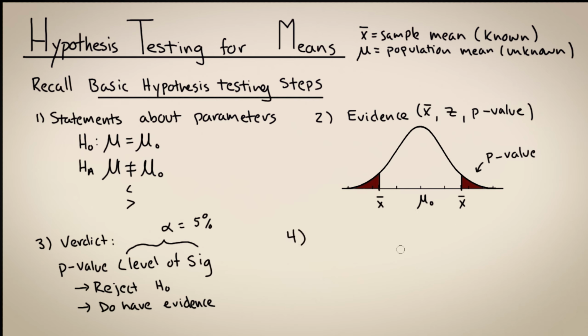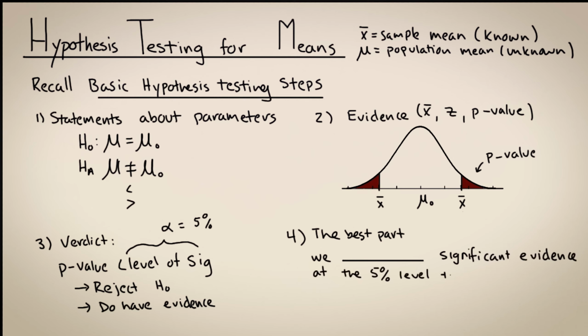And just as before, the technical conclusion needs to be in a very specific form and contain very specific pieces of information because this is a scientific statement. You either have or don't have significant evidence. It's going to be at the 5% level, or if they give you a different number in the problem, then it'll be at the 1% level.